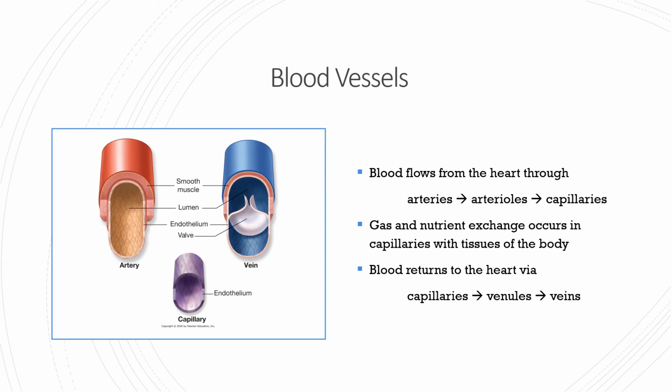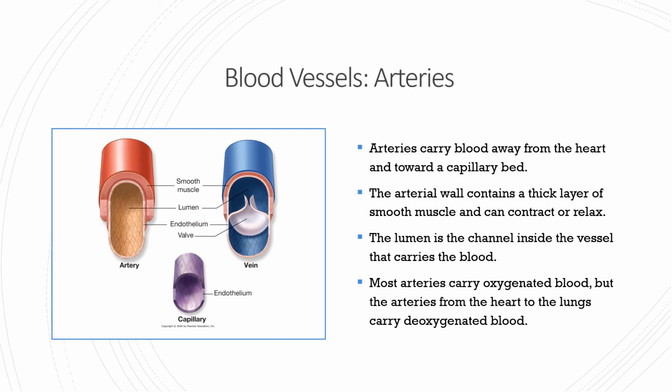You have various different types of blood vessels. First, you should know that blood flows away from the heart through arteries, then to arterioles, and then capillaries. And then gas and nutrient exchange occurs in capillaries with the tissues of the body. Then blood is going to return to the heart via capillaries, then to venules, finally to veins, where it dumps into the heart. So let's take a closer look at these different types of blood vessels.